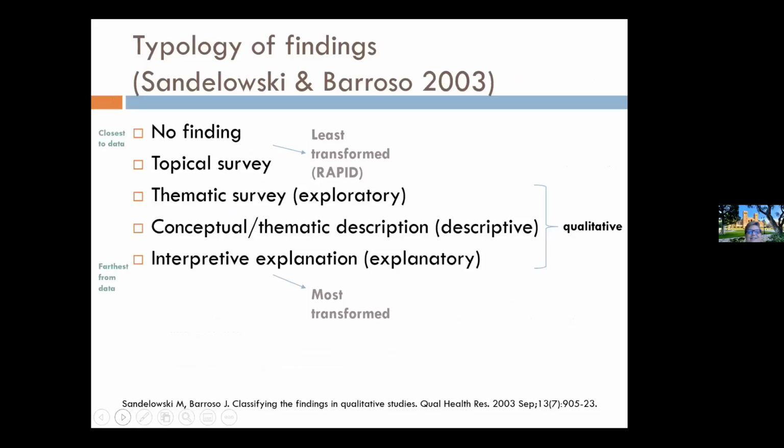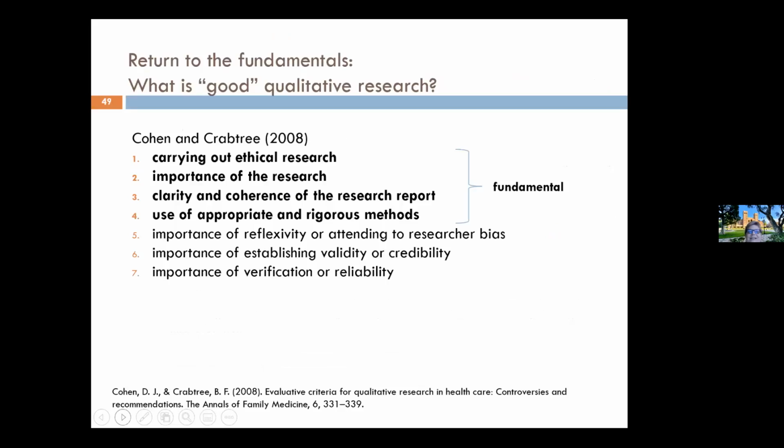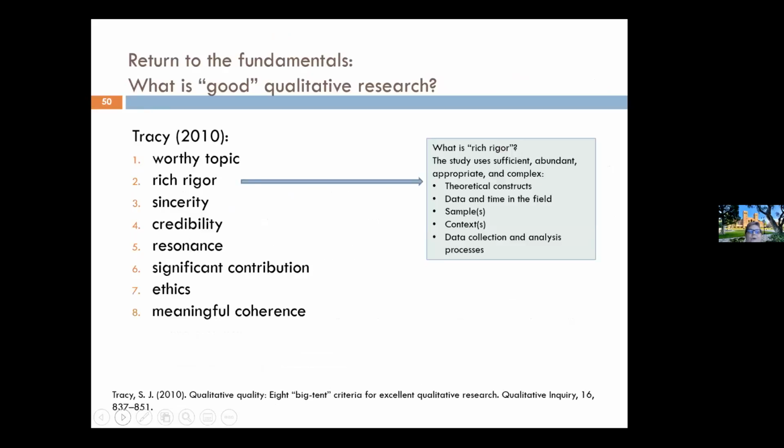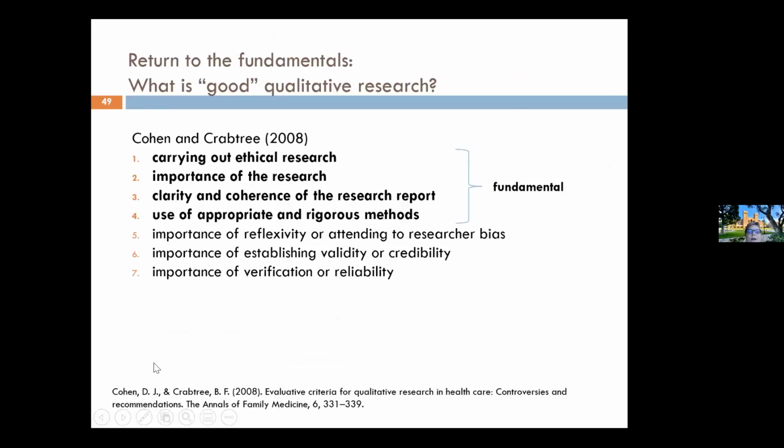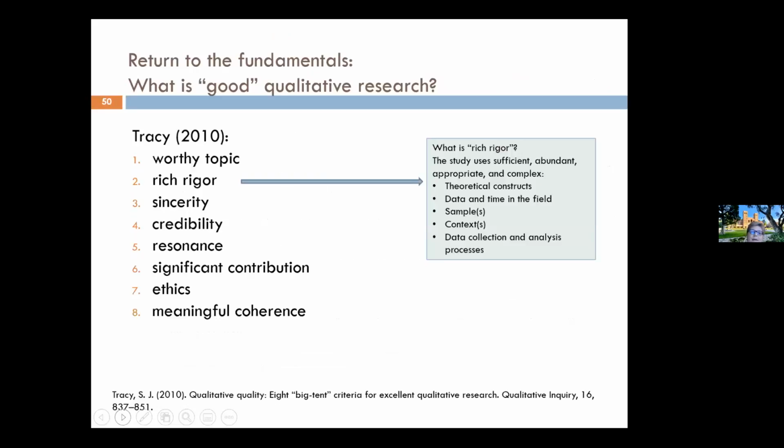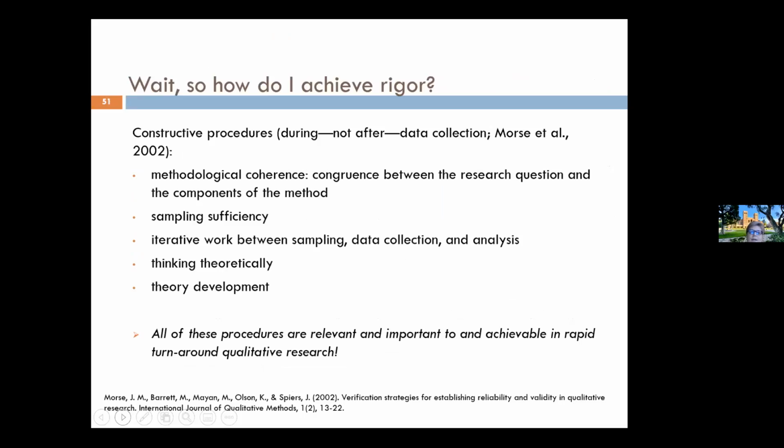And then there are really good overviews of what is good qualitative work, the work of Sarah Tracy, the work of Deb Cohen and Ben Crabtree. And I would say that our rapid work can definitely meet these criteria, so we don't want to lose these criteria. There's a little bit about rigor. I'll add in the slides about saturation.